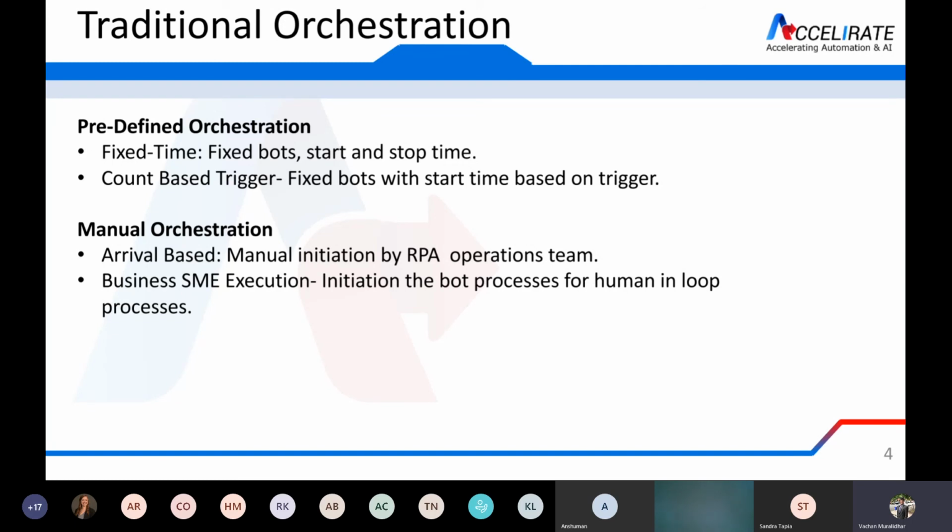The business SME execution is more related to human-in-the-loop processes, where we don't entirely automate a process. We automate a certain part of the process, and the remaining things will be performed by the SME. In that case, based on the SME requirements, whenever they are executing a certain job, they will utilize the bots and trigger them to do the transactions. So these are the different types of orchestration used now.